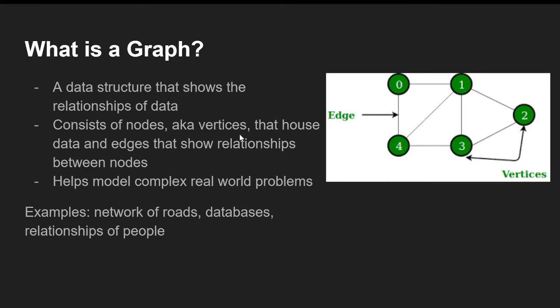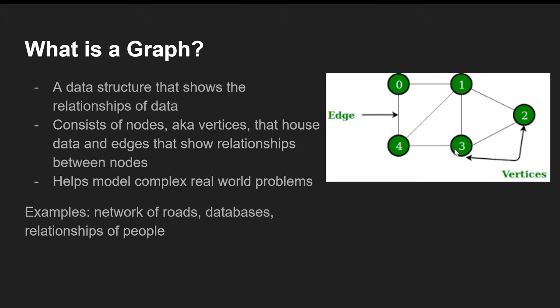Alright, so let's start off with, what is a graph? A data structure, it's a data structure that shows the relationship of data. So as you can see, it consists of a bunch of nodes, and these can hold some sort of data, like a number, an age, just anything, just an object. And then we can show relationships between this data with lines, as you can see here. And these are called edges.